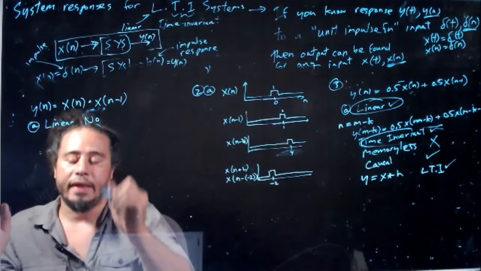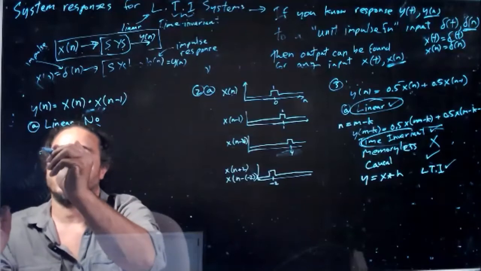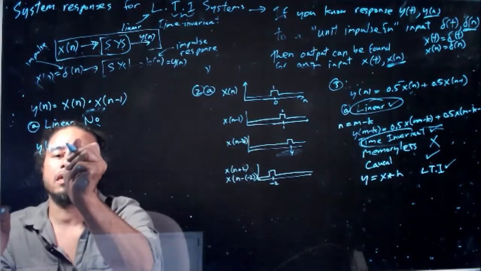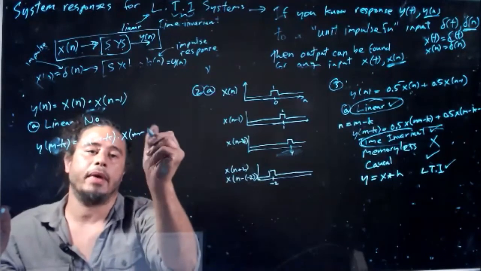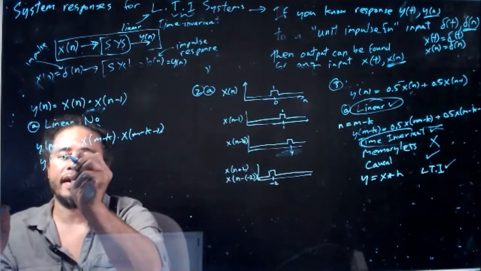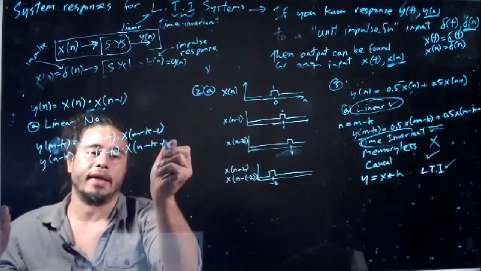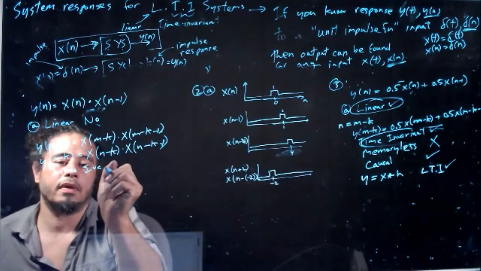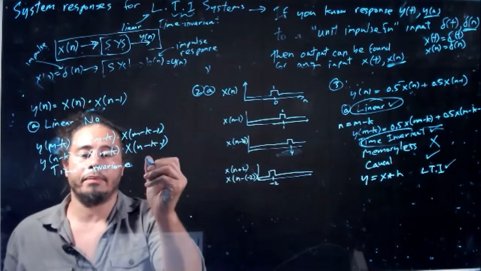All right, is the system time invariant? Well, yes, it is. If we were to write this as y of m minus k, we could just substitute in n for m minus k, and we would get x of m minus k times x of m minus k minus 1. And then we could substitute back n for m. We'd get y of n minus k is equal to x of n minus k multiplied by x of n minus k minus 1. And like I said for the other system, this is basically the exact definition of time invariance. And so for time invariance, what we have is that this is true.